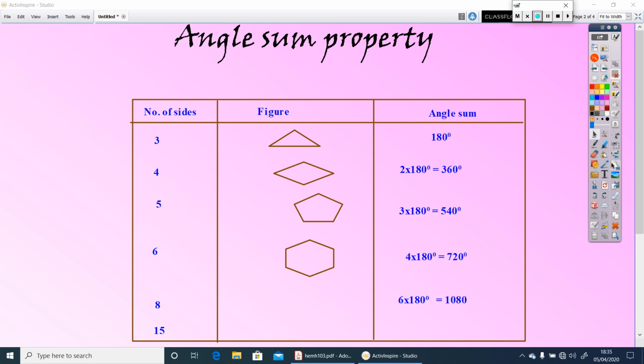In general we can say, if there are n number of sides, then the sum of the angles you can write as n minus 2 into 180 degree. This is the way to find out the sum of the angles of any polygon.